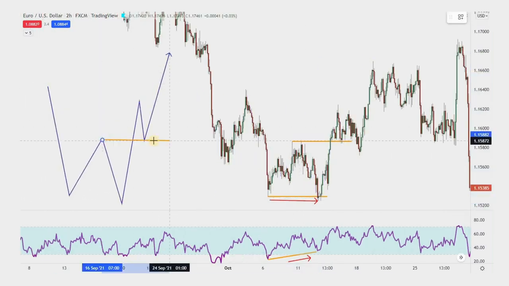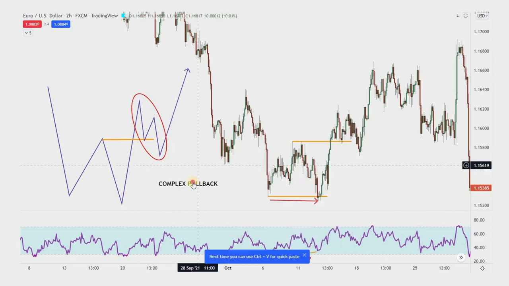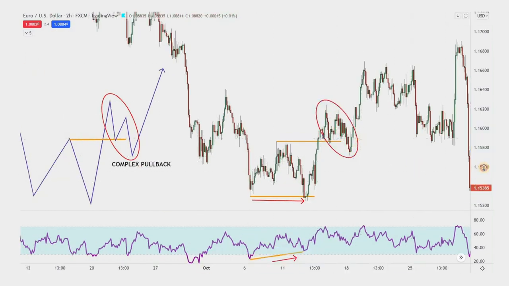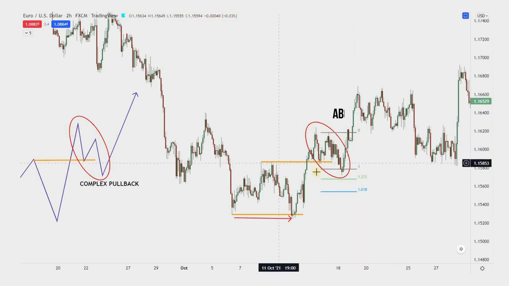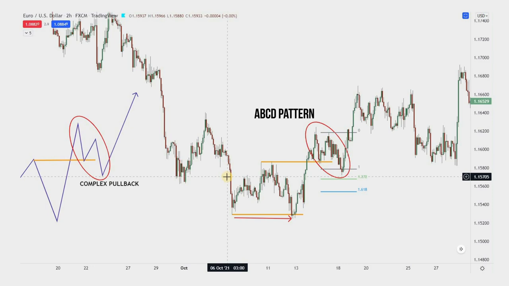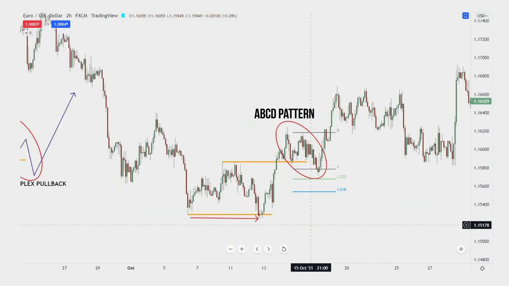As we can see, price did not make a simple pullback, but a complex one. Complex pullbacks happen very often and are very profitable, more than simple pullbacks. The complex pullback is the same thing as an ABCD pattern. This will help you to calculate the ending point of the pullback in advance.